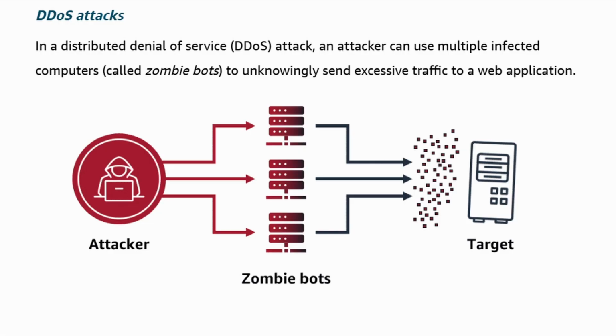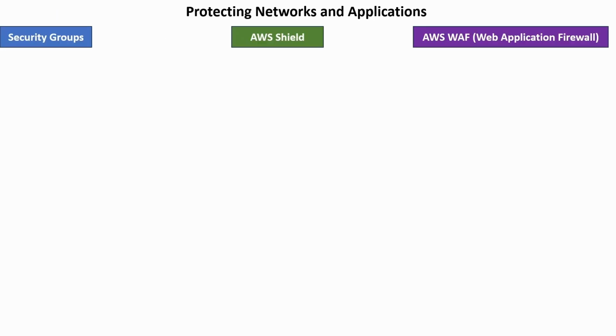Let's review some of the ways for application protection. That includes security groups, AWS Shield, and AWS WAF. Security group is something which we had already covered. You can go and watch that video. Just to give you a gist, it acts as a built-in firewall. If the traffic is not explicitly allowed, it never reaches your instance.